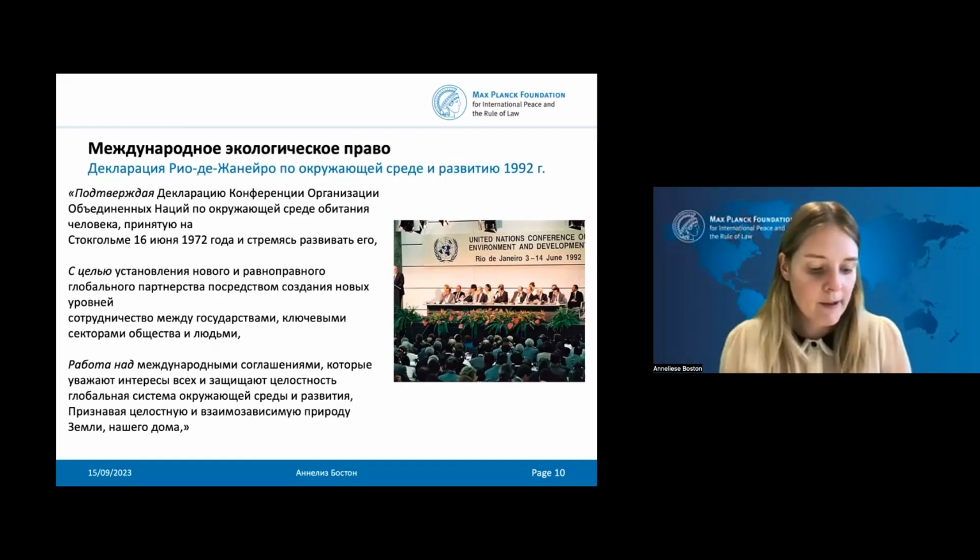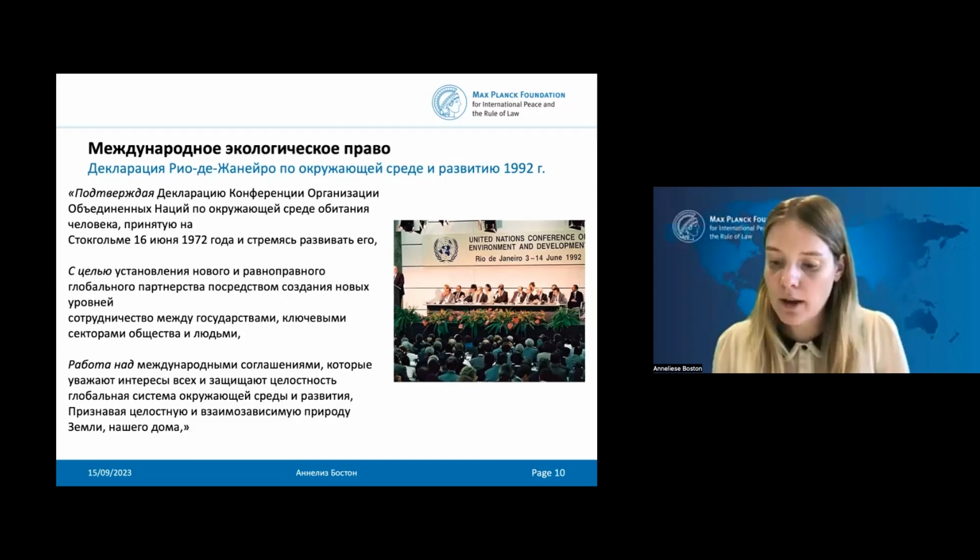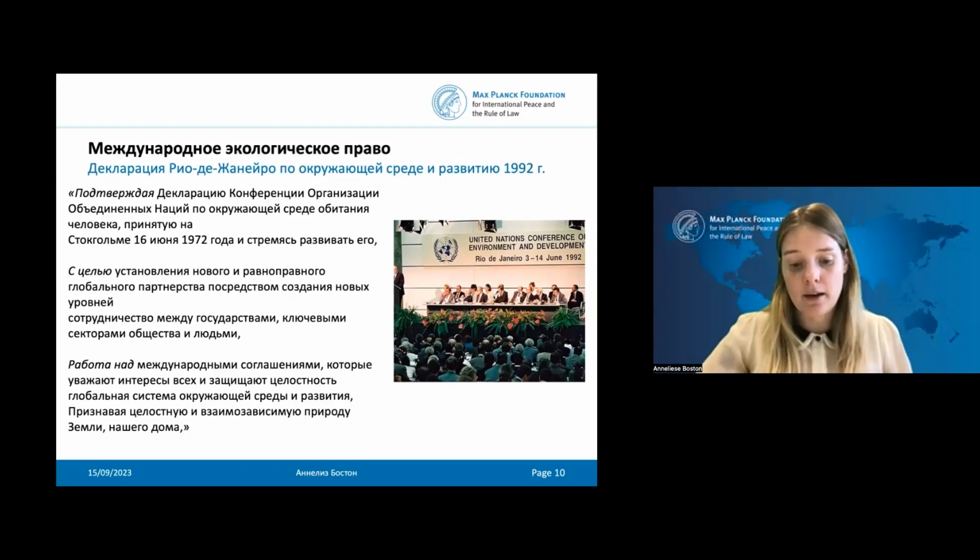For example, Principle 3 is the right to development must be fulfilled so as to equitably meet developmental and environmental needs of present and future generations. Principle 11 is states shall enact effective environmental legislation. Environmental standards, management objectives, and priorities should reflect the environmental and development context to which they apply. Standards applied by some countries may be inappropriate and of unwarranted economic and social cost to other countries, in particular developing countries. However, this was only a declaration and contained principles, so wasn't legally binding. But at this conference, other documents were created and signed.